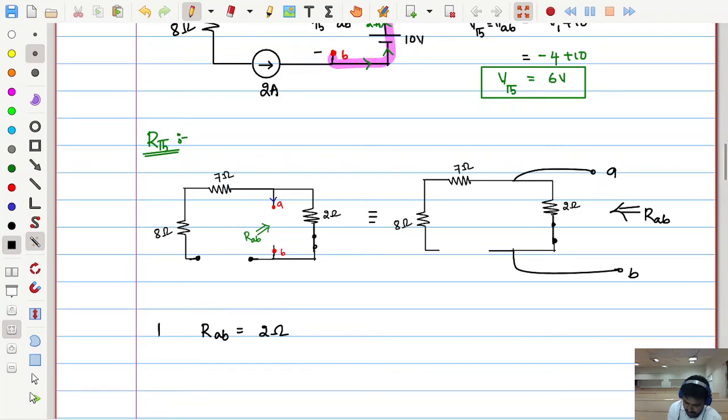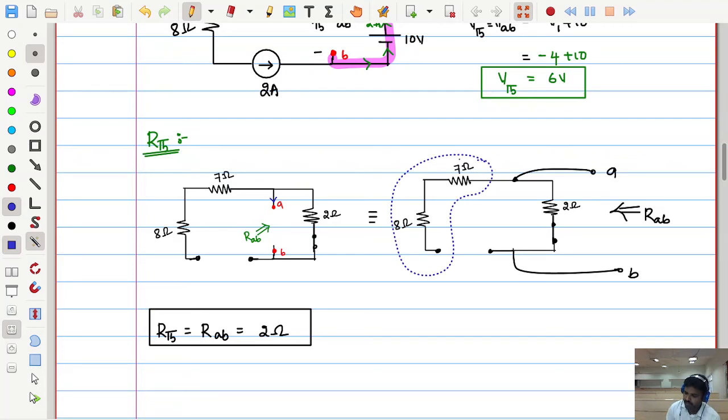You can directly write RTH is equal to 2 ohms. Why? See this 8 ohms branch, one terminal is not connected to our AB. It is hanging in the air, which can be treated as a redundant branch. This entire thing can be treated as a redundant branch, so there is no use of it, because one terminal is not directly connected to our required part of the network. So RTH is equal to RAB is equal to 2 ohms.